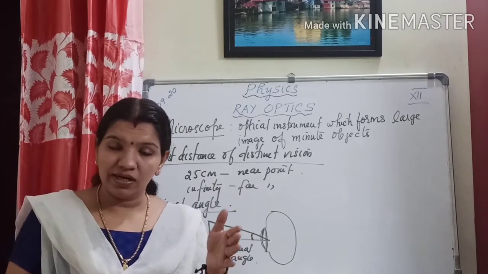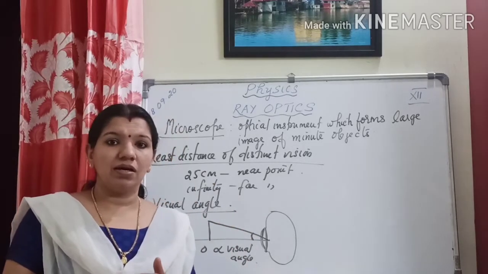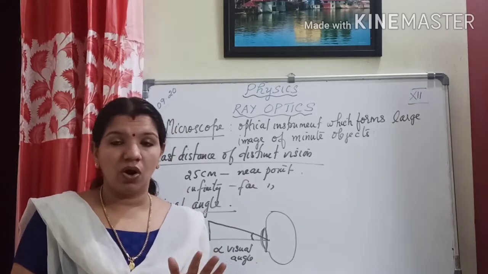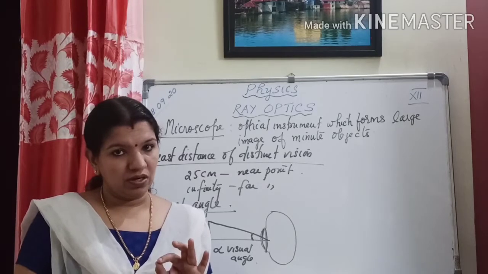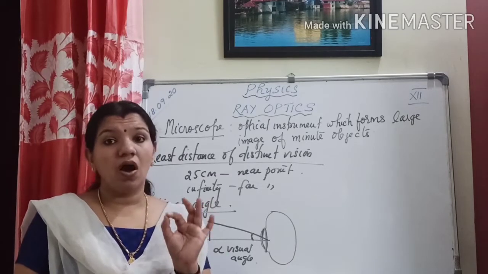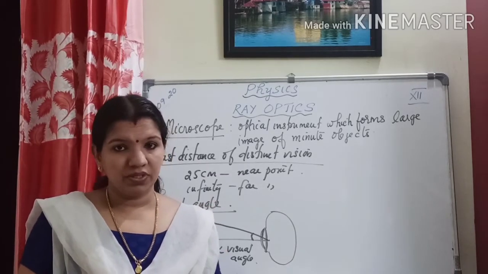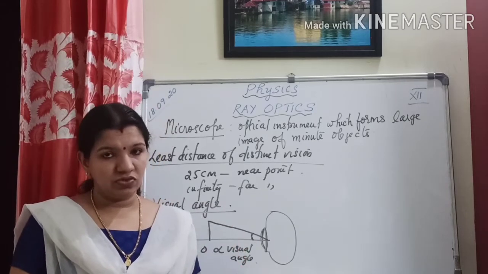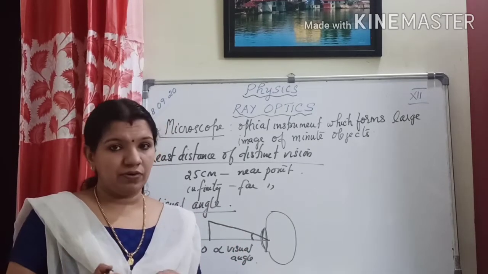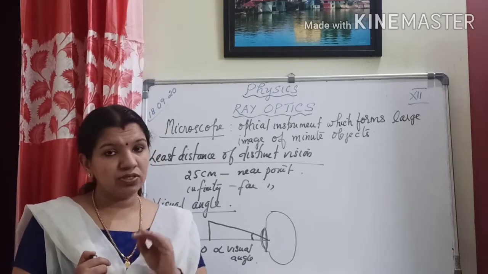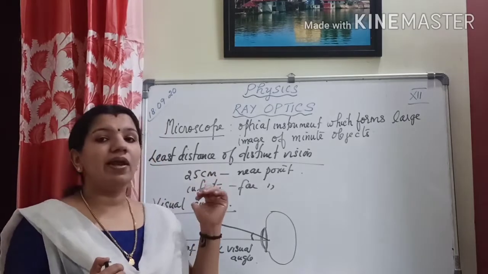Then you have studied in terms of object distance and image distance as v by u and all. But here we are dealing with angular magnification, or magnifying power. In the case of an optical instrument, you are discussing angular magnification. So angular magnification is purely based on visual angle.